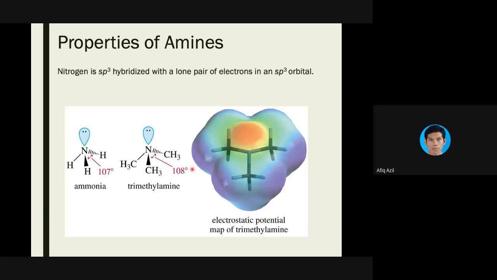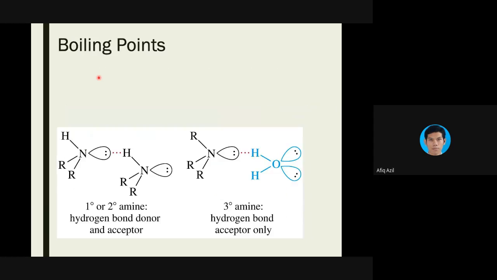So nitrogen is sp3 hybridized, with a lone pair of electrons in an sp3 orbital. This can be proven by using the Lewis structures, then we will know that it is sp3 hybridized.